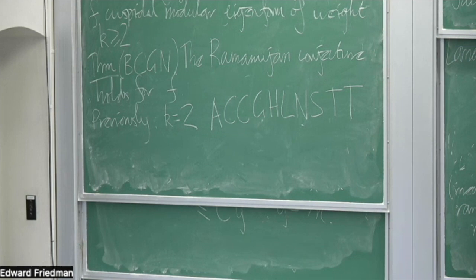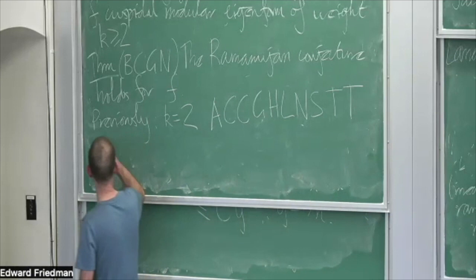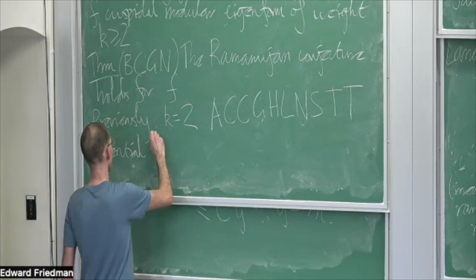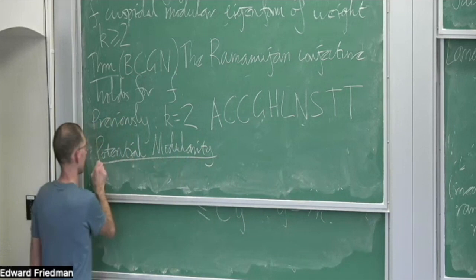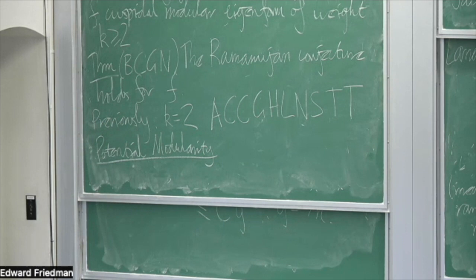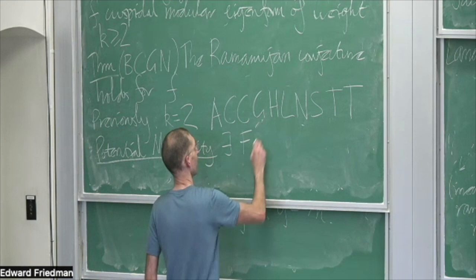But there's something called potential modularity, from Taylor in the 1990s. It's a somewhat robust method for showing not that this representation itself comes from a modular form, but that it does if I shrink the field a bit, if I pass to a finite extension. So this is a finite extension F prime over F.